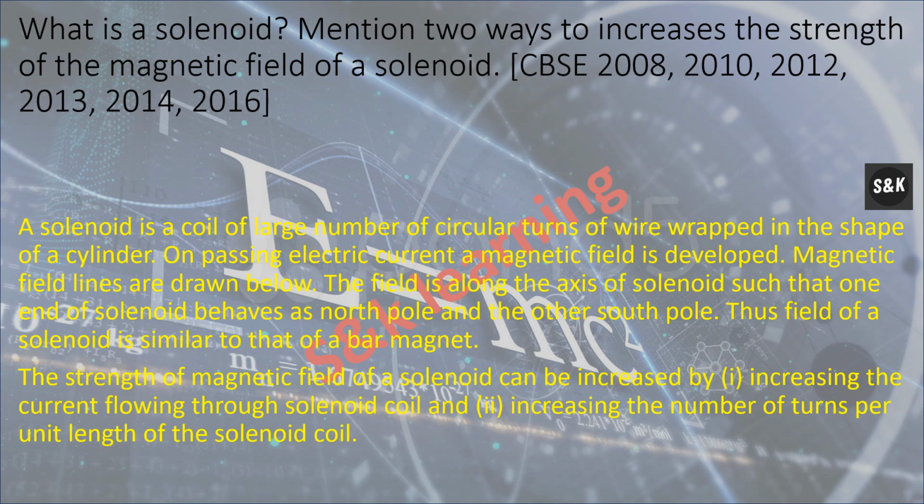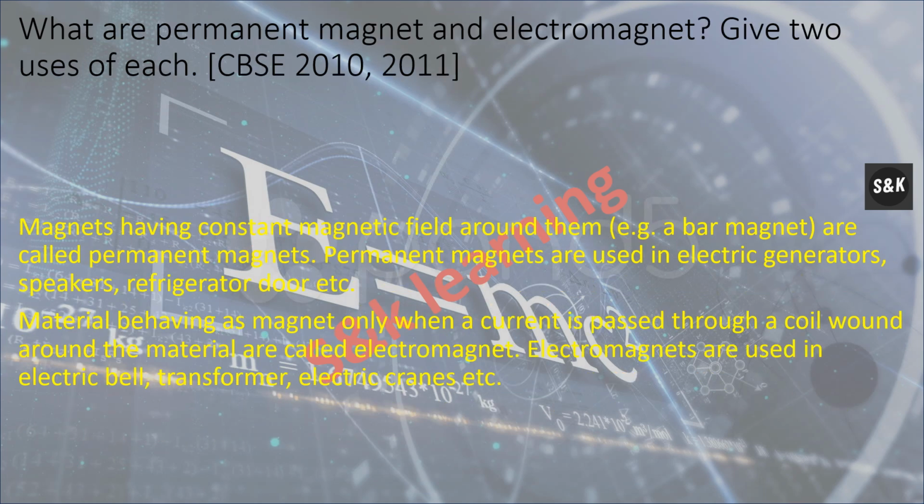What is a solenoid? Mention two ways to increase the strength of the magnetic field of a solenoid. A solenoid is a coil of large number of circular turns of wire wrapped in the shape of a cylinder. On passing electric current, a magnetic field is developed. Magnetic field lines are drawn below. The field is along the axis of the solenoid such that one end of the solenoid behaves as a north pole and the other as a south pole. Thus, the field of a solenoid is similar to that of a bar magnet.